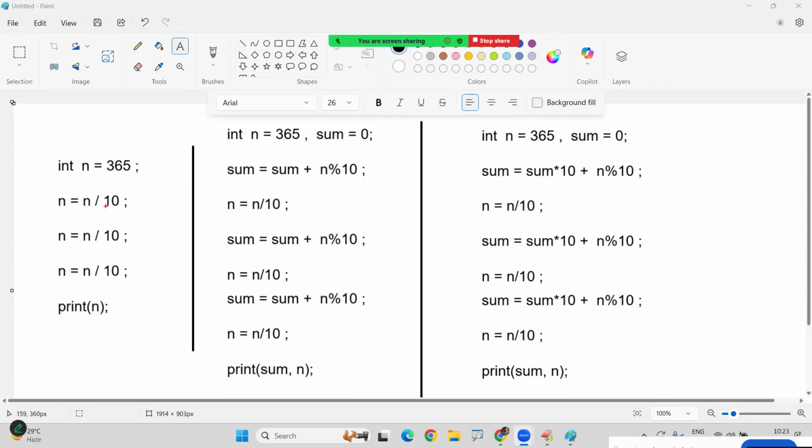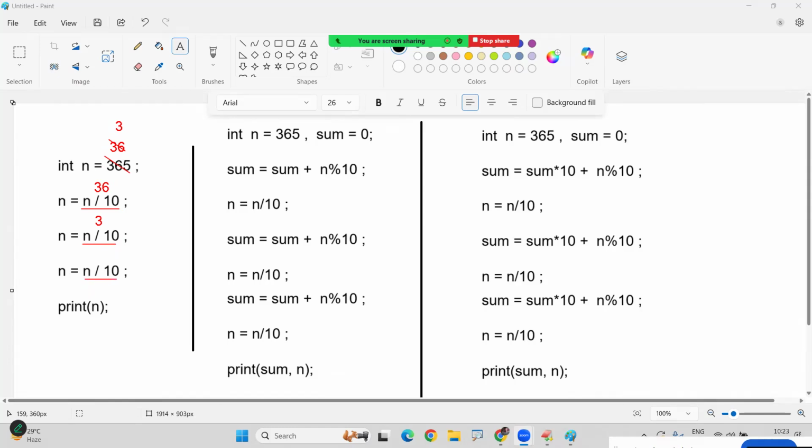Look at this. n / 10. 365 / 10 means what? 36. The 36 will be stored into that variable n, so automatically n value will change. Next, n / 10: 36 divided by 10, the last digit will be removed, 3. That 3 will be stored into that n.